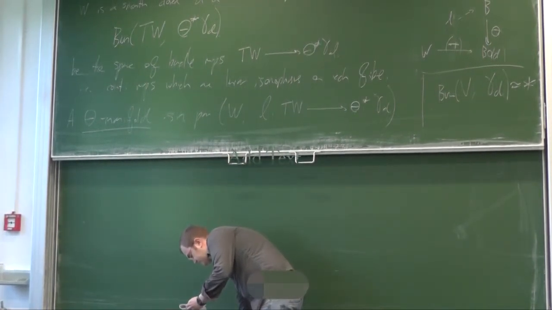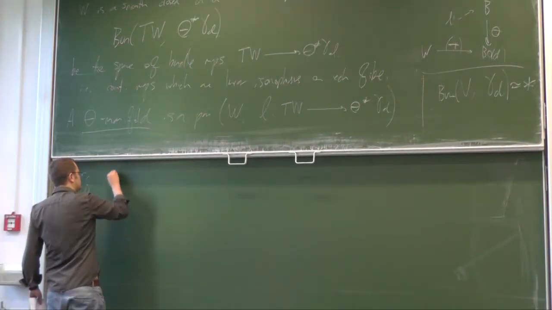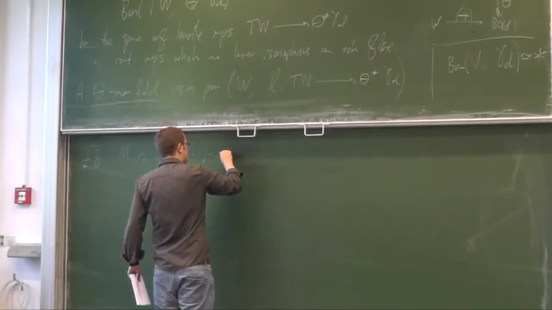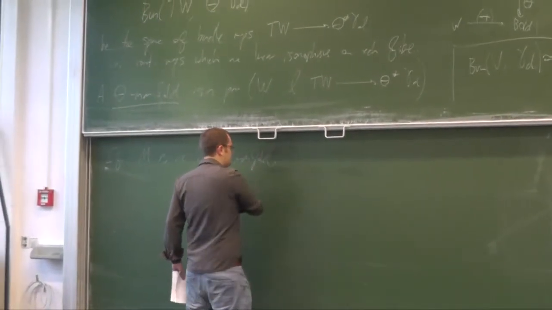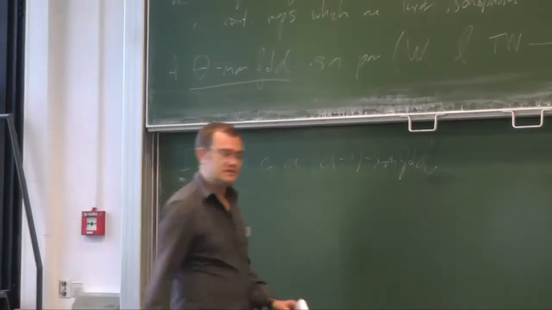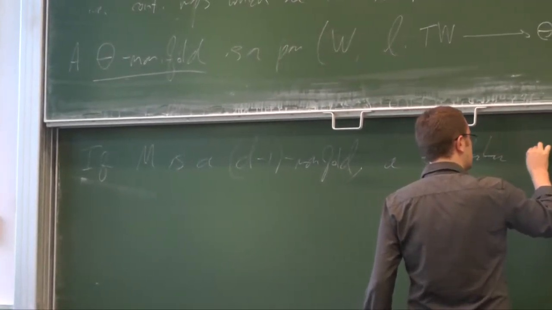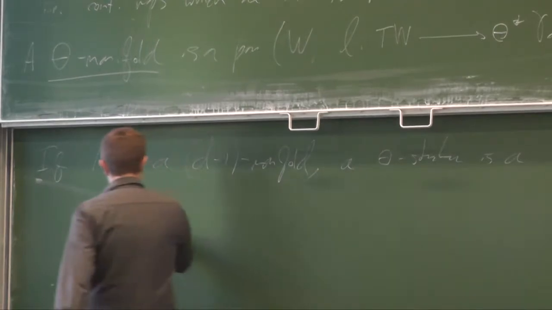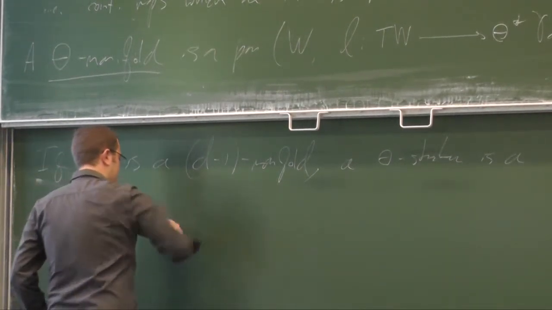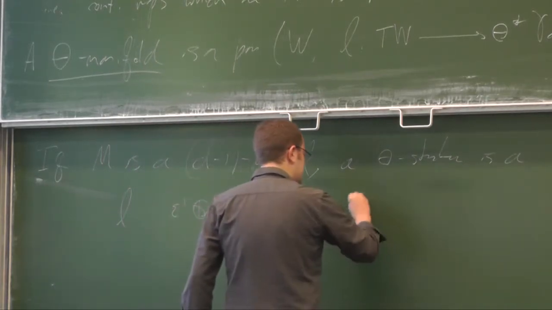It's a manifold with a theta structure. If M, say, is a (d-1)-manifold, then a theta structure on that is a theta structure on its one-stabilized tangent bundle. So the theta structure is a bundle map on its one-stabilized tangent bundle.